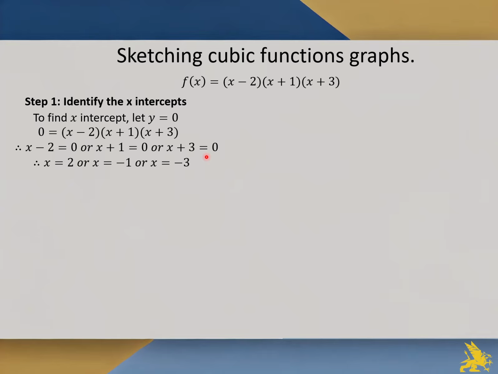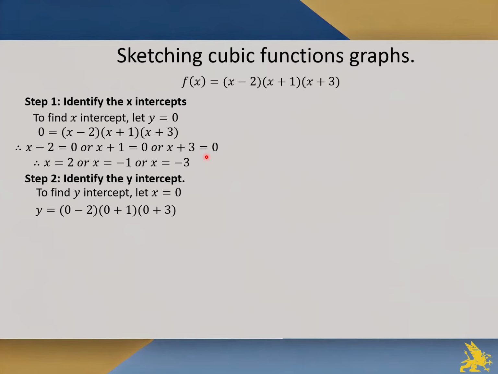We're now then just going to look at identifying the y-intercept. So any y-intercept is when x equals 0. So in our equation, I'm just making x is 0. 0 take away 2, 0 plus 1, and 0 plus 3. So I'm really just going, okay, well, I'm just timesing negative 2 by 1 by 3. And that gives me negative 6.